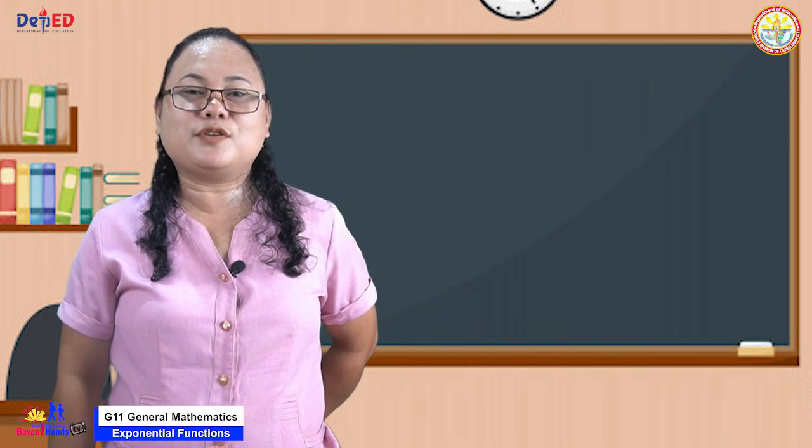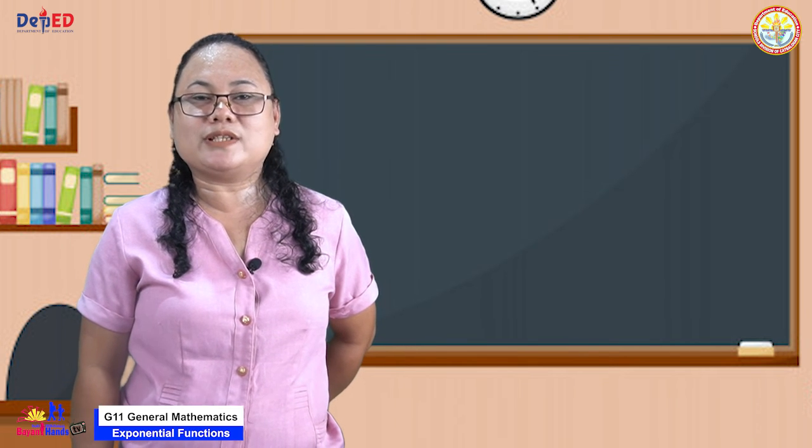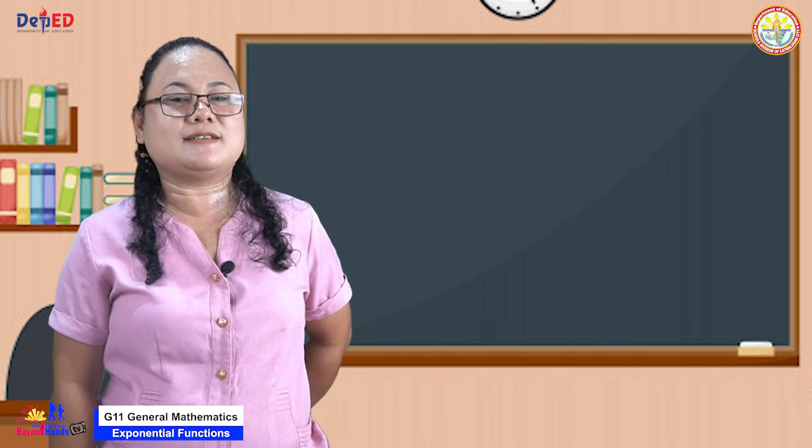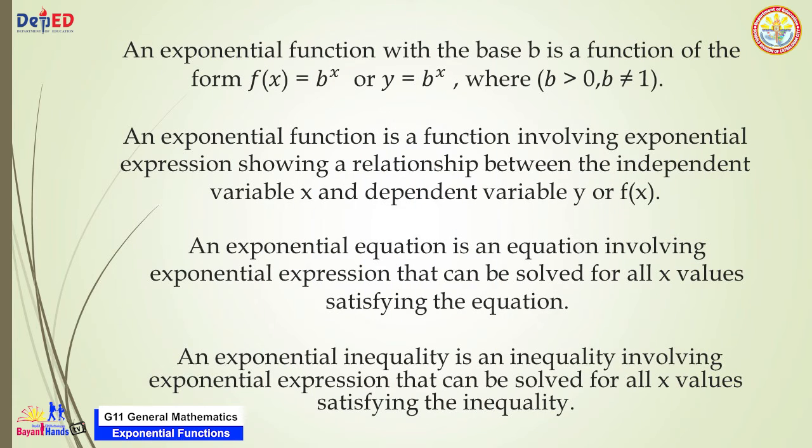That ends our lesson for today. Please remember the important points in exponential functions. An exponential function with base b is a function of the form f of x equals b raised to x or y equals b raised to x, where b is greater than 0 but b is not equal to 1. An exponential function is a function involving exponential expression showing a relationship between the independent variable x and the dependent variable y or f of x.